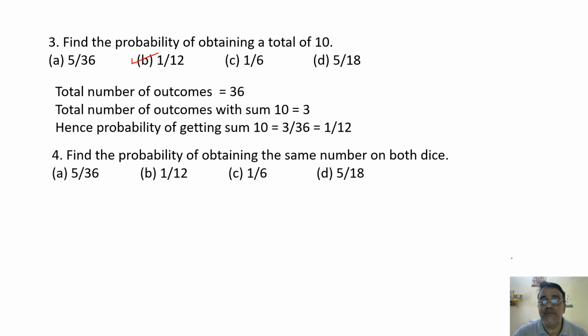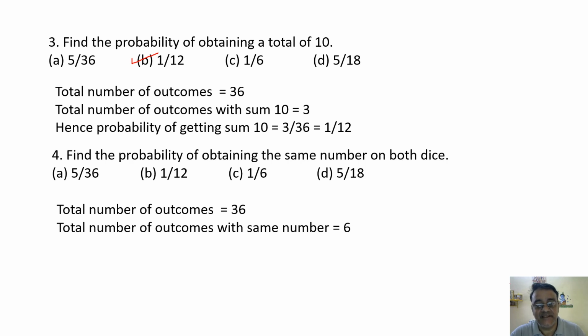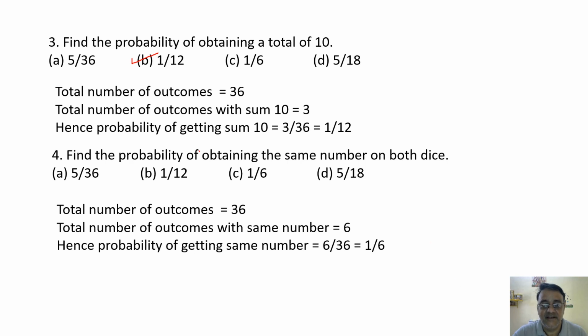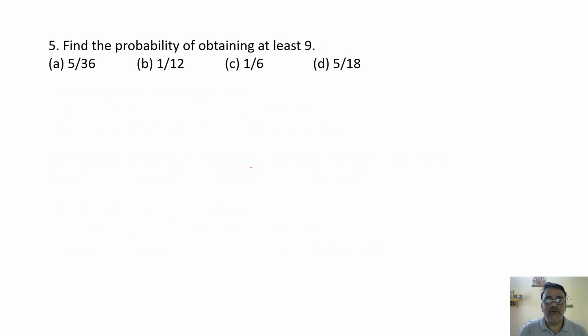Next question, find the probability of obtaining the same number on both dice. So same number कितने बार आएगा? 6 times. 6 times, right. So the required probability is 6 by 36. If you simplify, 1 by 6. And the correct option is option C. Now we are moving toward the last question.